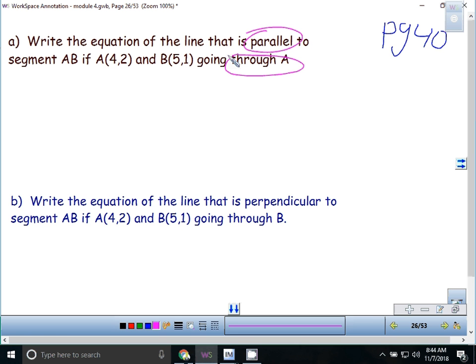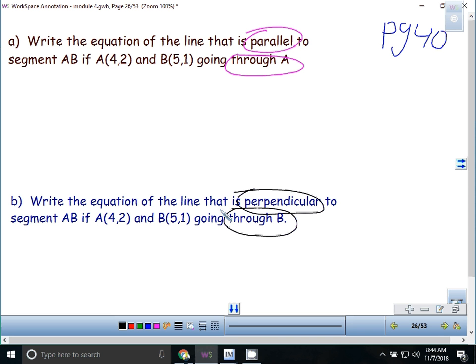Now do we know the slope? No. So what do you have to do to find it? Y2 minus Y1 over X2 minus X1. Now, before you start, why is part B different? It says perpendicular. And what do y'all have to do on perpendicular? Opposite reciprocal. You've got to flip and change the sign, don't you? And on this one, I want you to use 5, 1.